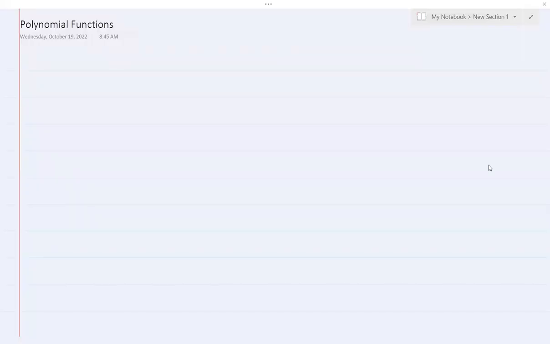Let's discuss polynomial functions. To be particular, the introduction of polynomial functions. So this is the general form of your polynomial function.